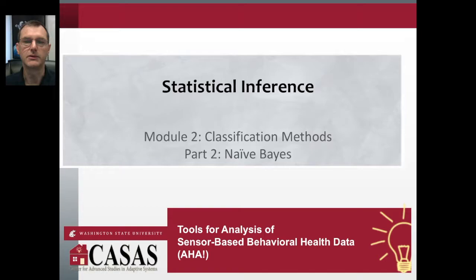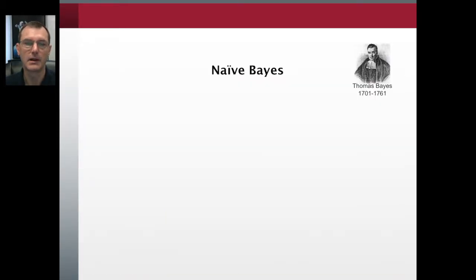Hello and welcome back to the course on Statistical Inference. We are in Module 2 where we're talking about different classification methods, and in the second part of Module 2 we'll be looking at the naive Bayes classifier. Now naive Bayes of course is based on Bayes' rule, which was developed by Thomas Bayes back in the 1700s, but is the basis of a very powerful classification method. Now to understand naive Bayes a little better, we're going to have to do a little bit of review of probability and Bayes' rule.